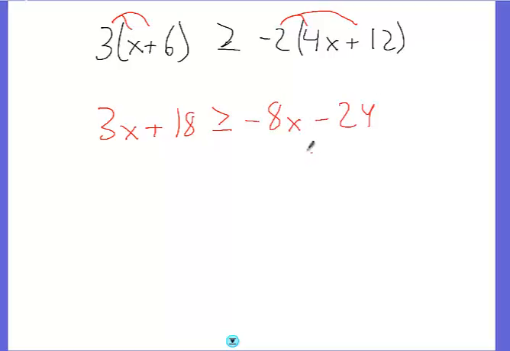Now the next step, when you need to solve an equation or inequality, you must get all of your variables to one side, all of your coefficients to the other. I'm going to move this 8 to the left by adding 8x to both sides.